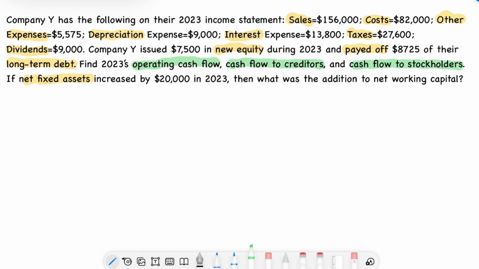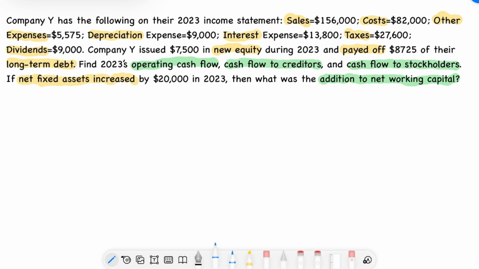We want to find the addition to net working capital. Let's start with our operating cash flow. Operating cash flow equals earnings before interest and taxes plus depreciation minus taxes. All right, so our depreciation is given in the problem and our taxes is given in the problem.